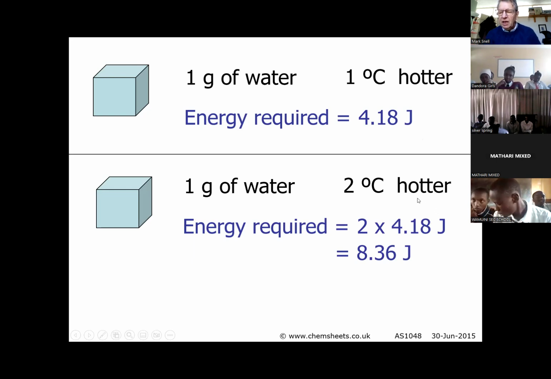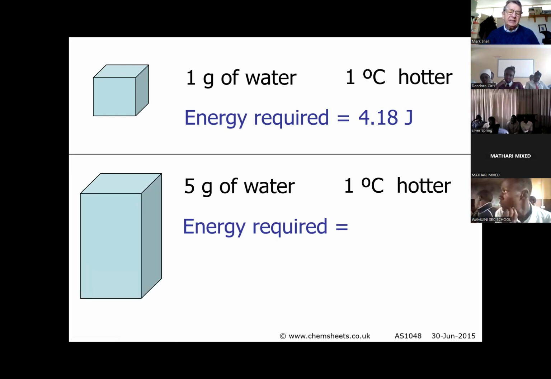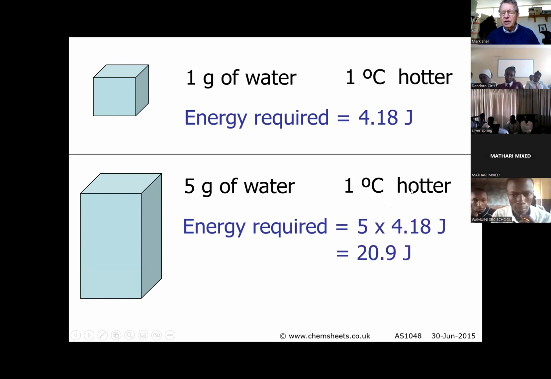Real simple. The similar sort of thing is true if I change the volume or the mass of the water. So let's have 5 grams of water and make it 1 degree hotter. You have to always spot the volume or the mass of the water and the temperature change. So now instead of 4.18, it will be 5 times 4.18, which is 20.9. If you want to write that down, just as a simple way to remind yourself, that's not a bad idea. So that's how the specific heat capacity works.